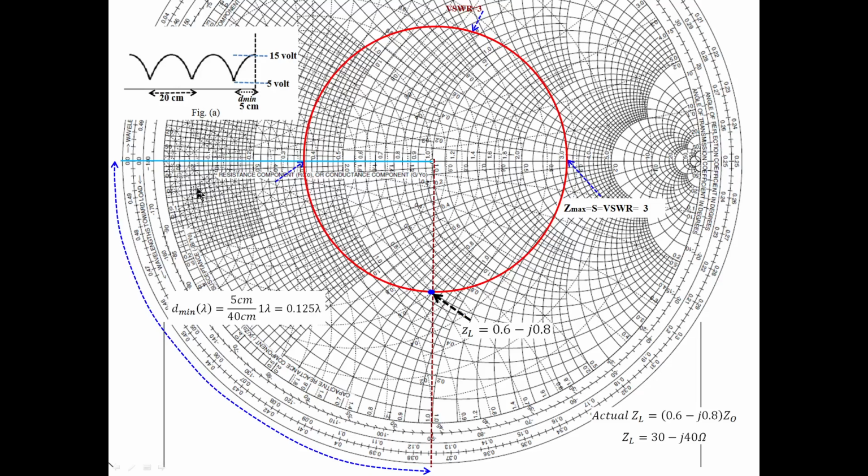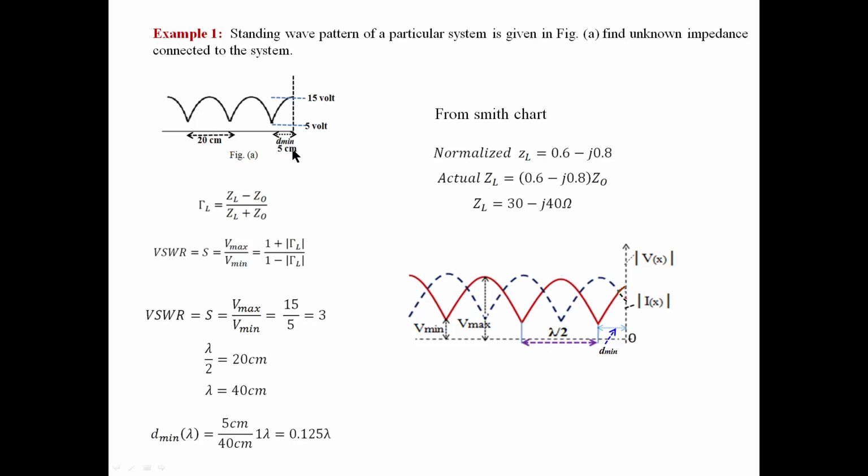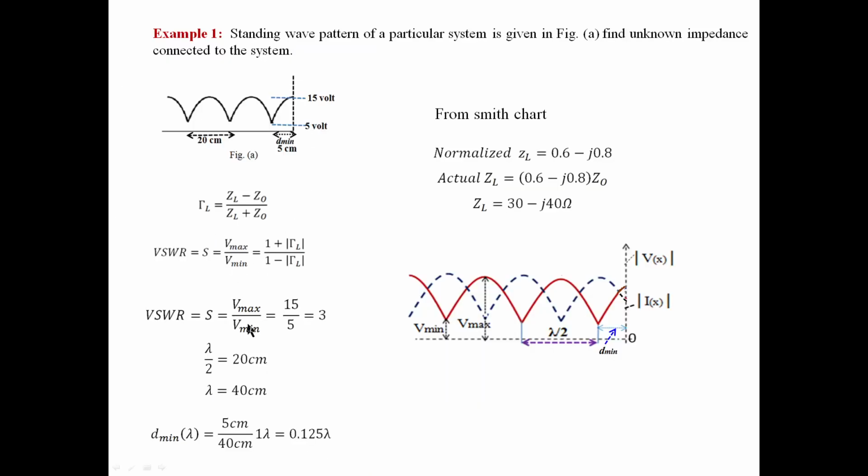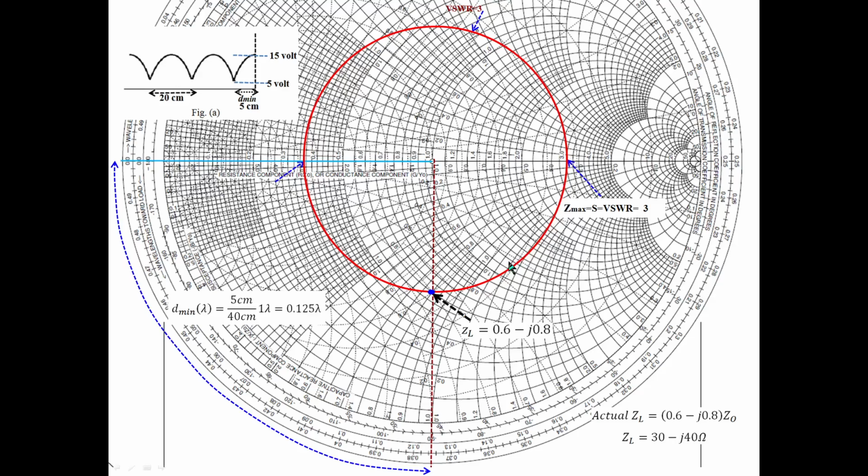How many lambda is it from the minima? Instead of centimeters. To find that, first we have to draw the VSWR circle. The VSWR value is not given, but the maximum voltage and minimum voltage values are given. From that we can find the VSWR, which is 3. So we can draw the VSWR circle. Take a radius from here to here and draw the circle. This is the VSWR circle.